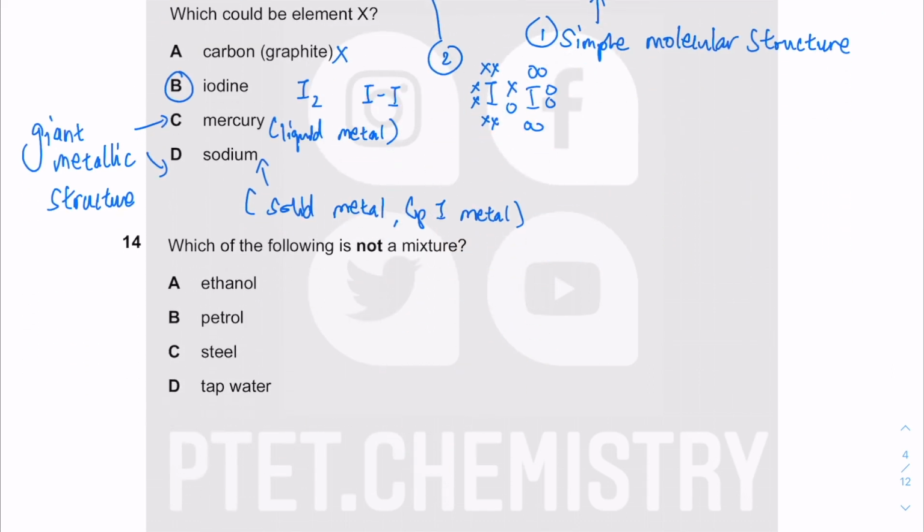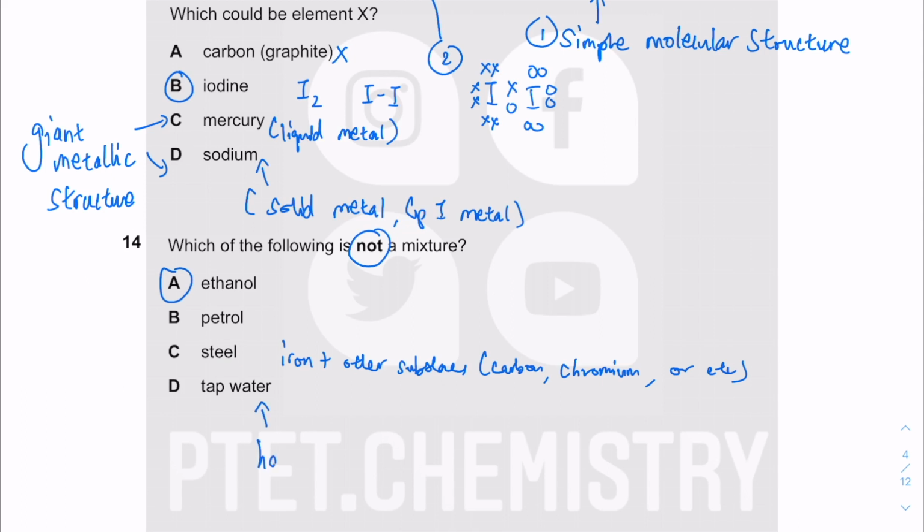Number 14, which of the following is not a mixture? Well, ethanol is pure. Ethanol is a pure compound. That's all I can tell you. Petrol is a mixture of different substances. Steel is made out of iron plus other substances, which can include carbon, chromium, etc. Depending on what kind of steel you want, you can add other metals to it. Tap water has dissolved ions.